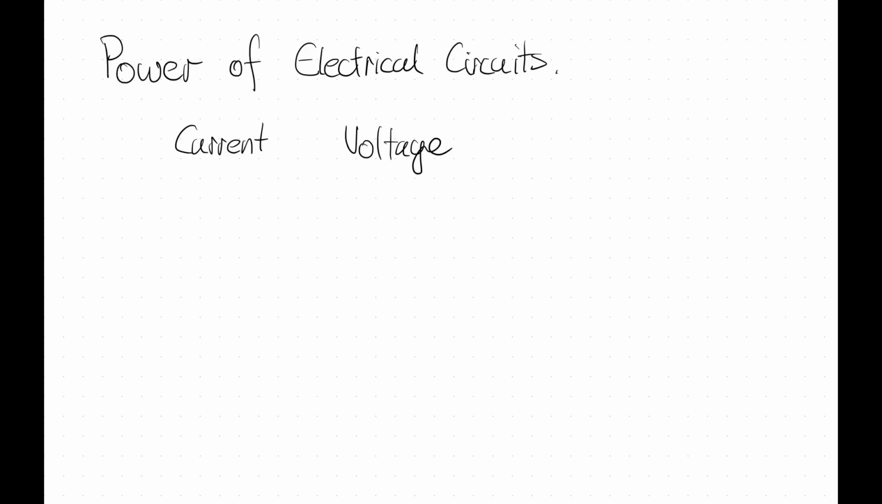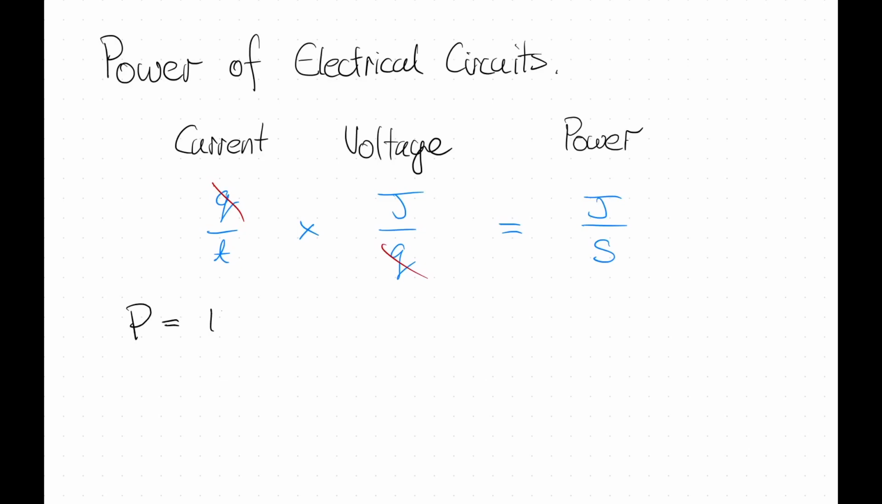And we are after power. So current, from our previous slide, we know is the number of charges that are moving past for a period of time. So that is our Q on T. Voltage was a measure of joules per charge. And power is a measure of joules per second. So how could we combine current and voltage to produce power? We would multiply them. The charge of the current is going to cancel with the charge from voltage, and therefore we end up with joules per time, so joules per second. So we get that power is equal to IV.